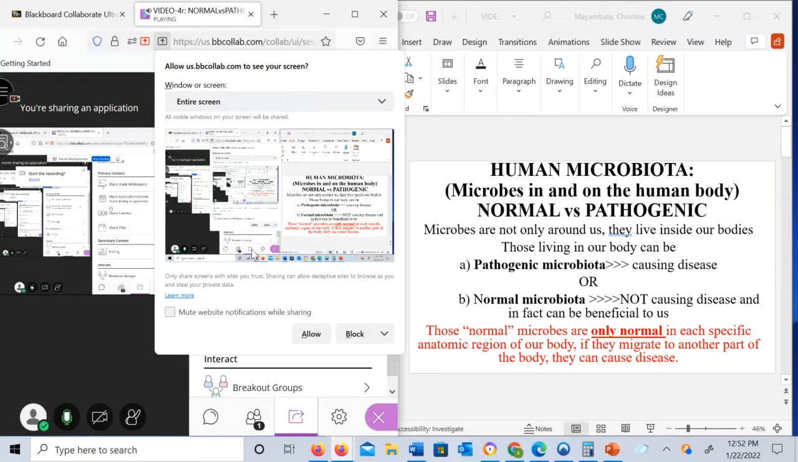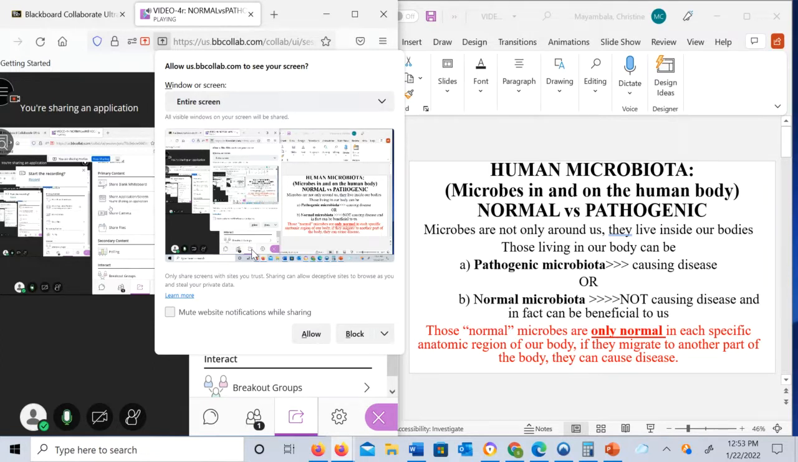Now, don't let this word microbiota throw you off. It simply means the whole population of microbes that can be found in the human body in both a normal state and a pathogenic state. So microbes that exist naturally in various parts of our body are called normal microbiota, as opposed to the pathogenic microbiota, or microbes that cause various infections.